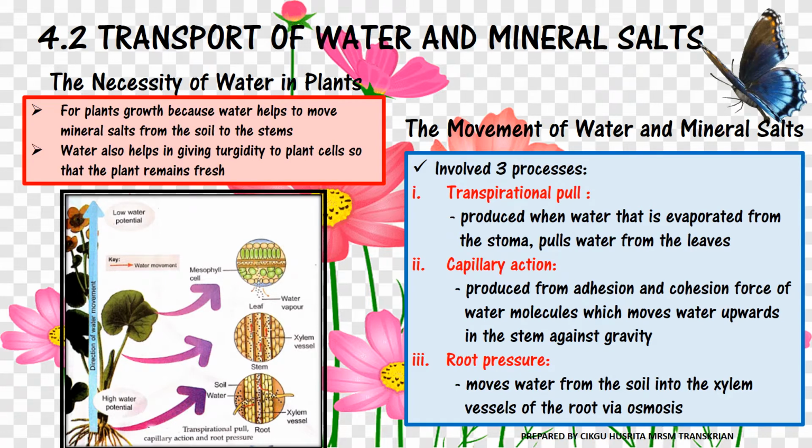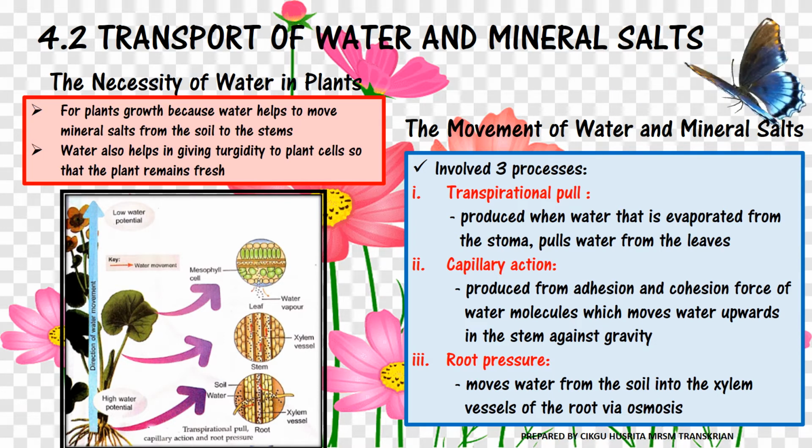Okay, are you ready to learn about transport of water and mineral salt? Before that, actually, water is very important for plants to grow because water helps to move mineral salt from the soil to the stem. And second, water also helps in giving turgidity to plant cells so that the plant will remain fresh.